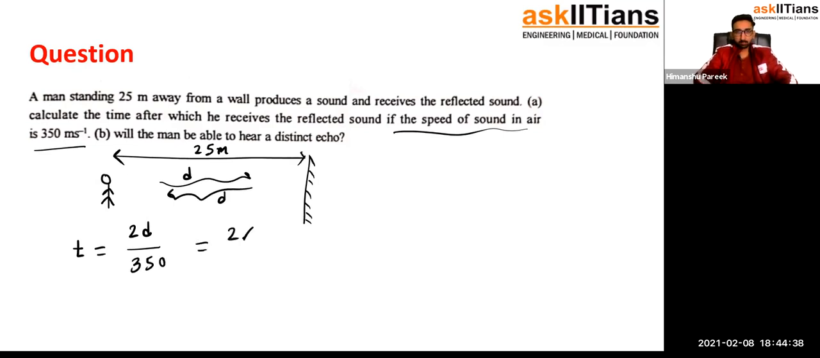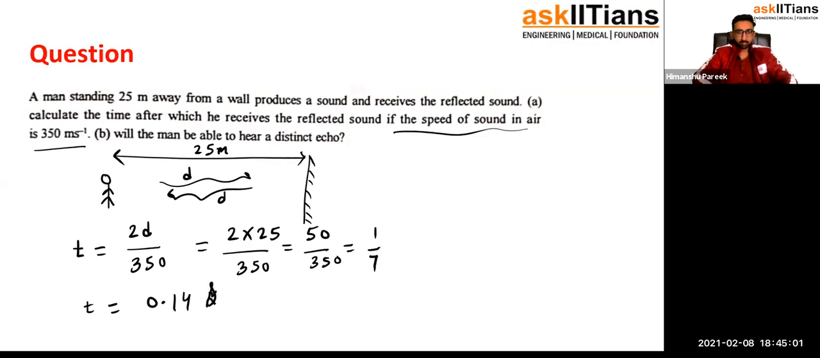Let me put the numbers here. 2 times 25, which is 50, divided by 350. Let me just solve it. So 50 by 350, which would give me 1 by 7. So t is equal to how much? If I calculate this, 1 by 7, so 0 point how much? 0.14 seconds.